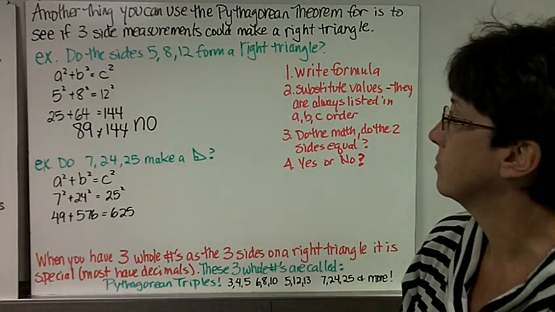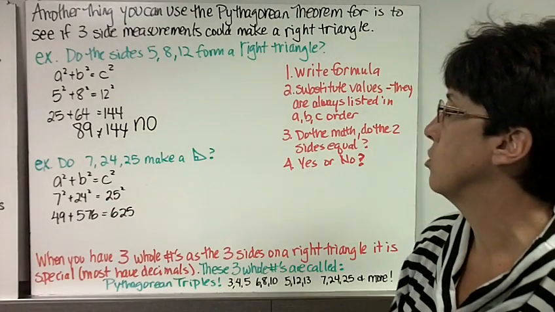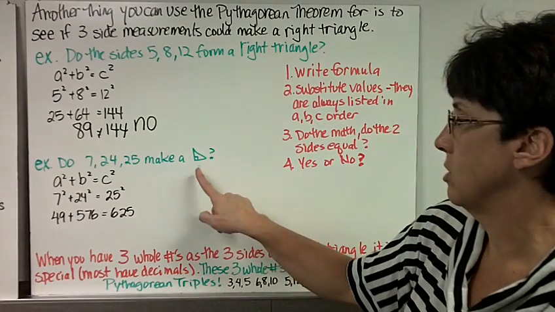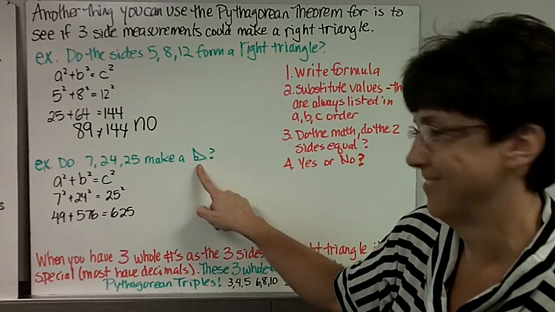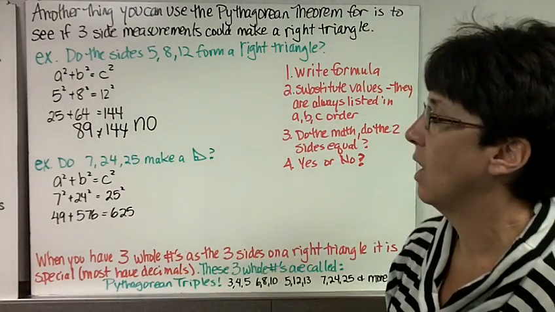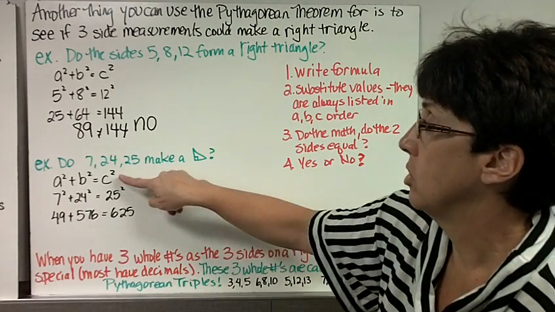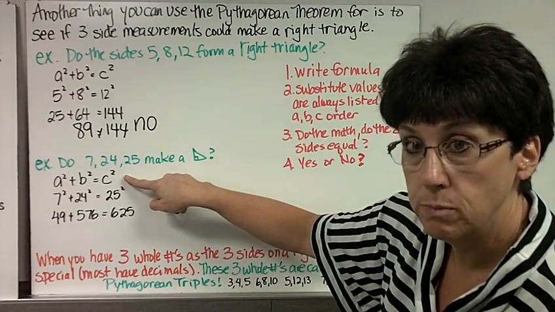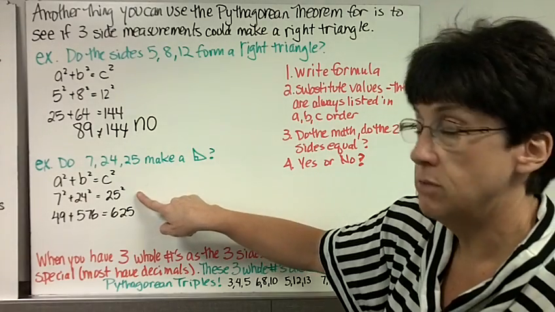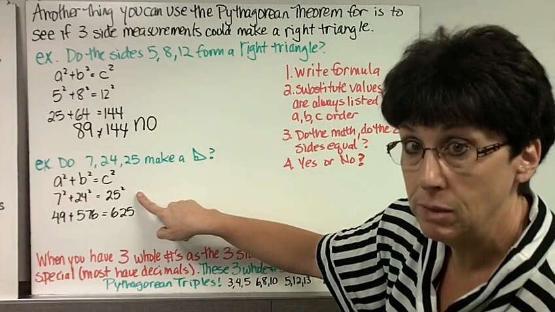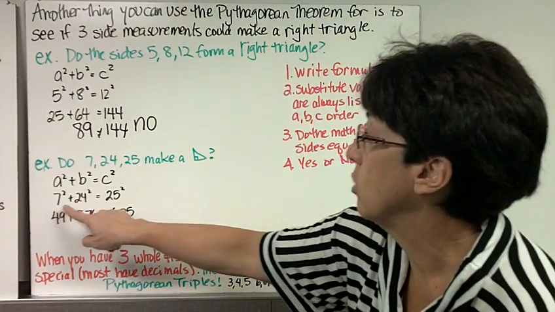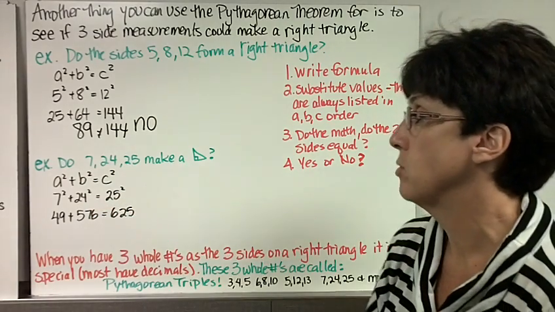Let's do one more. Do 7, 24, and 25 make a right triangle? Notice I just did the symbol instead of the words. I don't know. Those are pretty weird numbers. So let's write our formula down. A squared plus B squared equals C squared. Substitute in the values given in ABC order. So 7 squared plus 24 squared equals 25 squared.